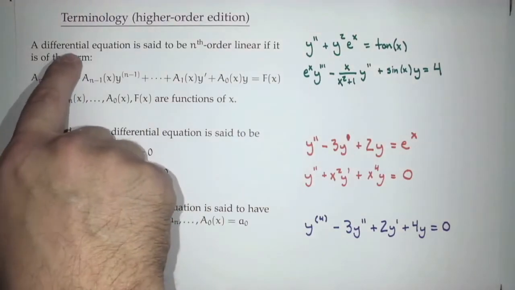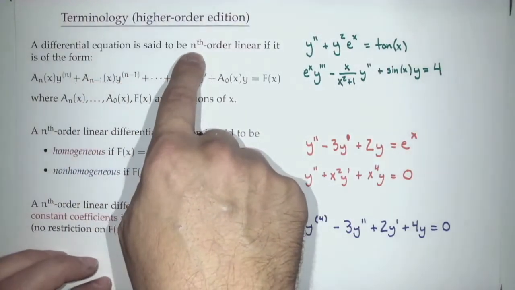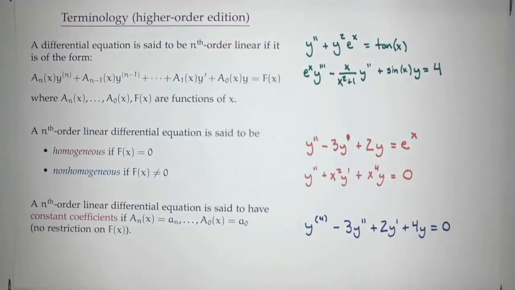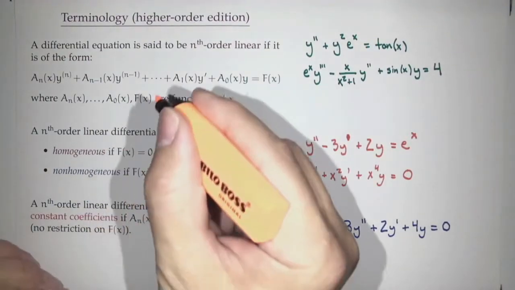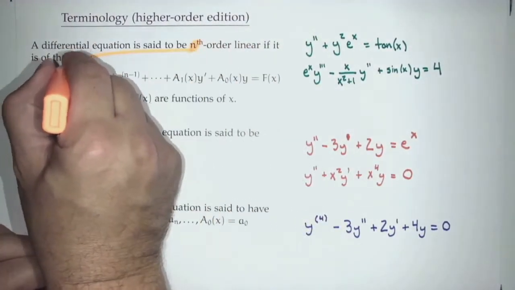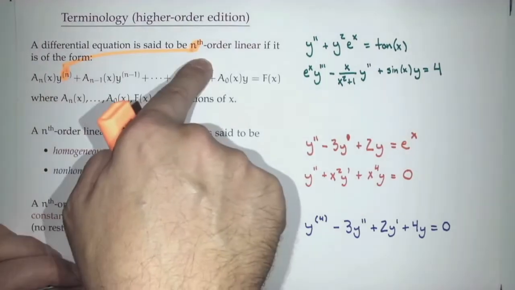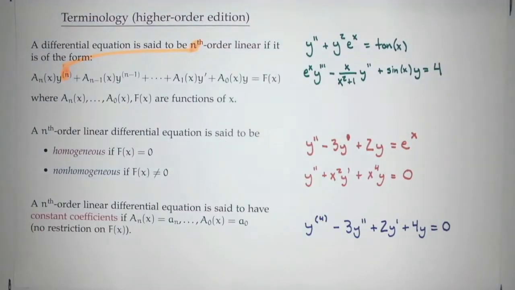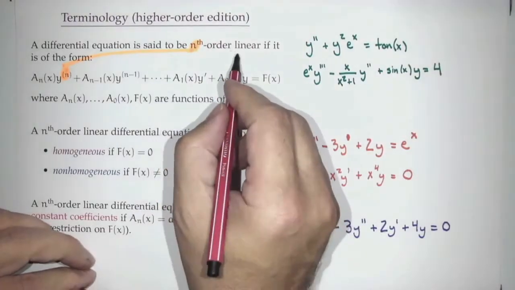So we say a differential equation is an nth order. So remember we talked about order of derivatives. So nth order tells you how big is the largest derivative. So the highest derivative, so in this case it's the nth derivative, is the order. And the key word that I want to highlight here is linear.